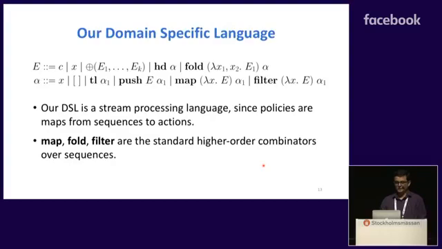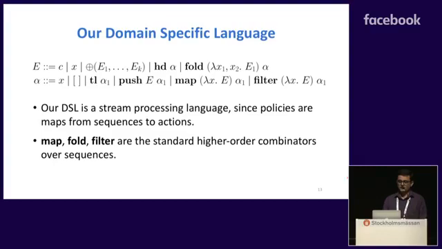We talked about putting syntactic constraints, so let's talk about the domain-specific language which introduces these syntactic constraints. Our DSL is a stream processing language, since our policies are maps from sequences of states to actions. The DSL uses map, fold, and filter, which are standard higher order combinators over sequences. This DSL follows the functional programming paradigm because this helps in representing expressions compactly while not sacrificing on the range of expressions expressible in the DSL.